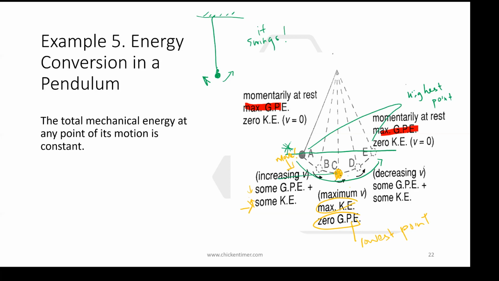Then it goes up again. So when it goes up, the speed will drop. So the KE reduces, then energy becomes PE. KE will become PE again. Then it will go back to the maximum height and 0 KE again. So this thing goes in a cycle. It goes on and on and on.